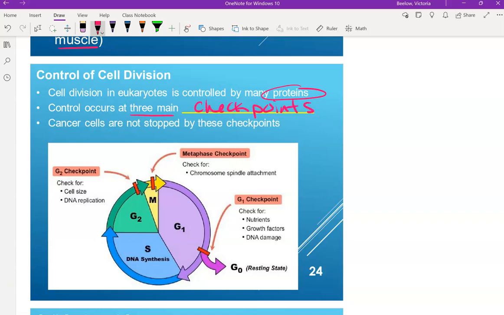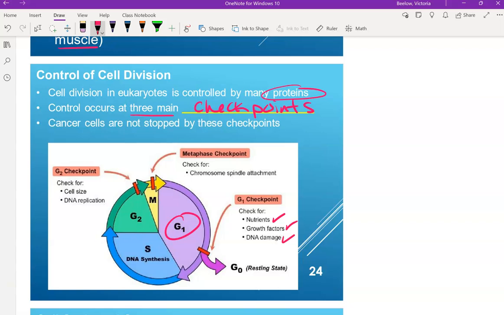checkpoints, okay? And for example, in G1, there is a checkpoint where we're checking to make sure, does the cell have enough nutrients to grow? Is there enough growth factor? Do we have the things that we need in order to make the cell grow? Is the DNA damaged at all? Because we don't want to replicate a cell that has damaged DNA. That would be bad.